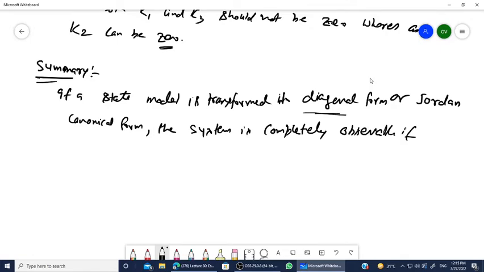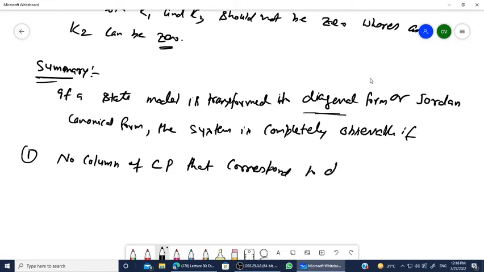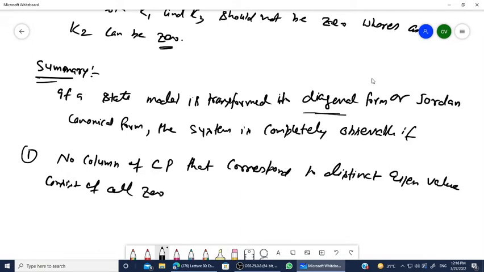if, what are the conditions? First, for the diagonal form, we already established that no column of CP that corresponds to a distinct eigenvalue consists of all 0 elements, right? Second case, no column, such all 0 elements should not be there, right?